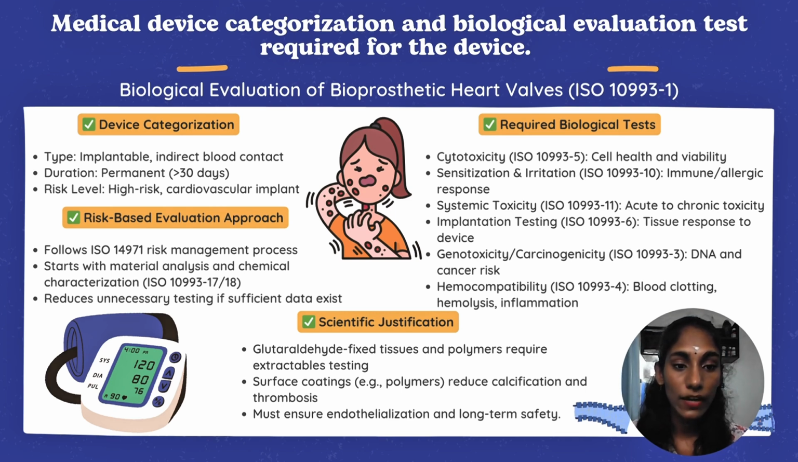Second is the required biological tests: cytotoxicity, for cell health and viability; sensitization and irritation, for immune and allergic responses. Systemic toxicity is for acute to chronic toxicity. Implantation testing is for tissue response to the device. Genotoxicity or carcinogenicity is for DNA and cancer risk. Hemocompatibility is for hemolysis and inflammation. Scientific justification: glutaraldehyde fixes the tissue, and polymers require extractables testing. Surface coatings such as polymers will reduce calcification and thrombosis.